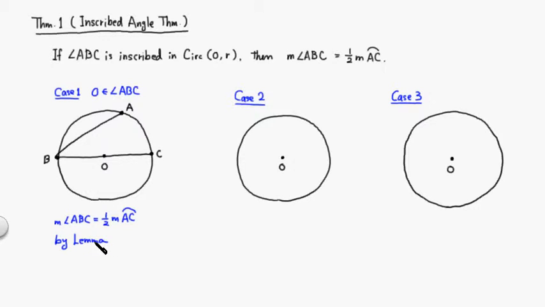And the second case, let's say the center is not on any of the sides of the angle, so it's got to be either inside the interior of the angle or the exterior of the angle. So let's do the interior. So you have two more cases: this is going to be the interior of the angle ABC, or the exterior of the angle ABC.